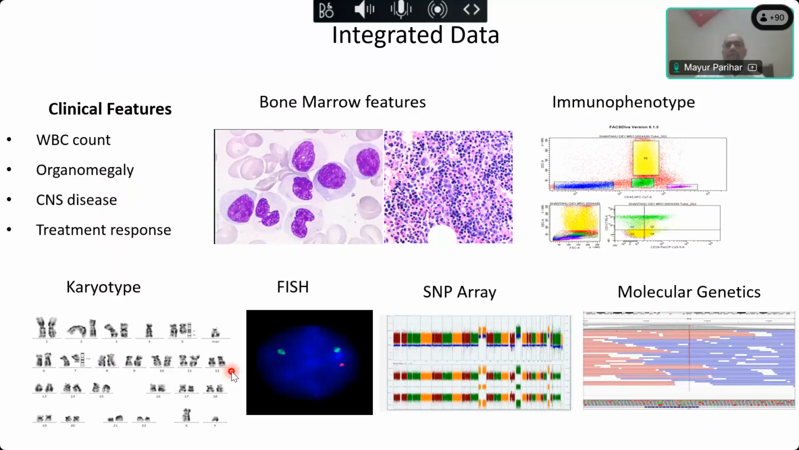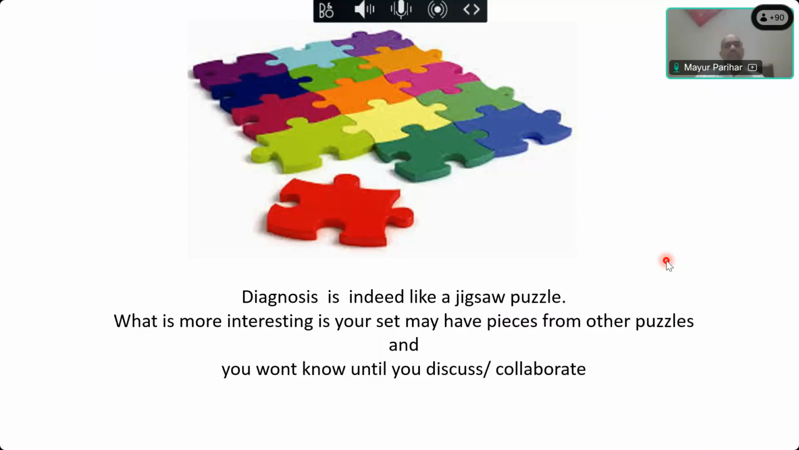So to summarize, you need to integrate data: the clinical features, the WBC count, clinical features like organomegaly, presence or absence of CNS disease, treatment response, bone marrow features, immunophenotype, and of course integrate the karyotype as well as the molecular genetic features to come to a diagnosis.